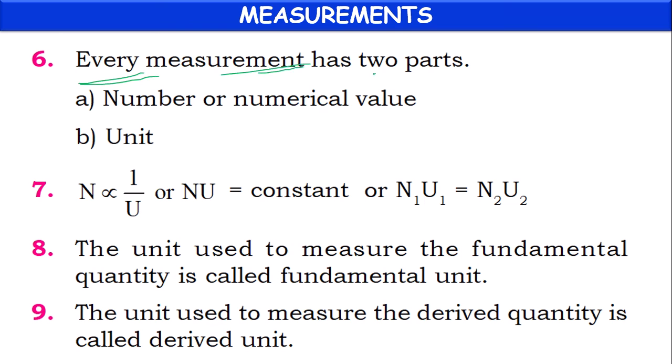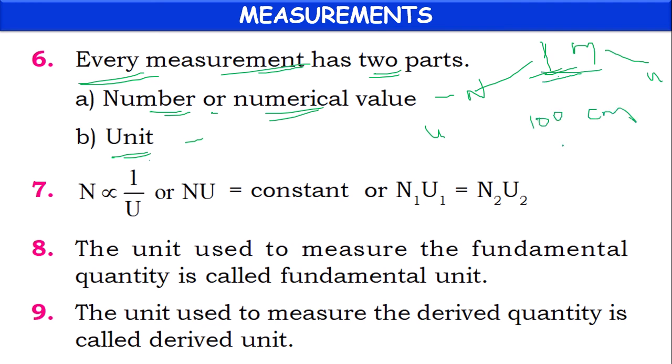Every measurement will have two parts. Number or numerical value is one part, unit is the second part. N is one part, U is the second part. Suppose 1 meter: here 1 is the numerical part, m is the unit part. Same 1 meter equals 100 centimeter. Both the values are same, but the numerical part is different, and the unit part is different.